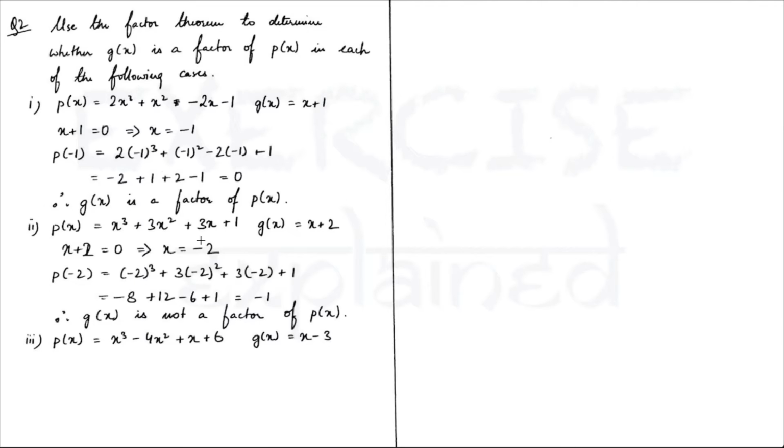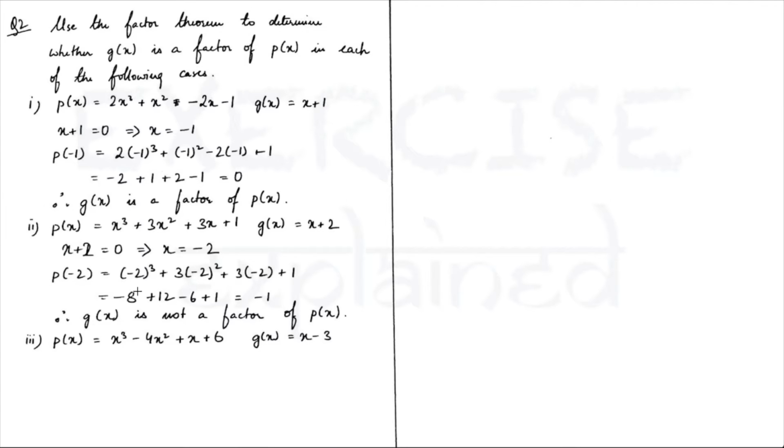I substitute minus 2 in p of x, so p of minus 2 becomes minus 2 cube plus 3 into minus 2 square plus 3 into minus 2 plus 1. So minus 2 cube gets us minus 8, plus 3 twos are 6 and into 2 since it is square, so 6 twos are 12. So we get it as 12. Here what I get is 3 into minus 2 gives me minus 6 and plus 1 remains as it is.